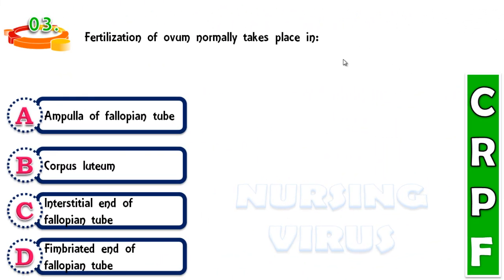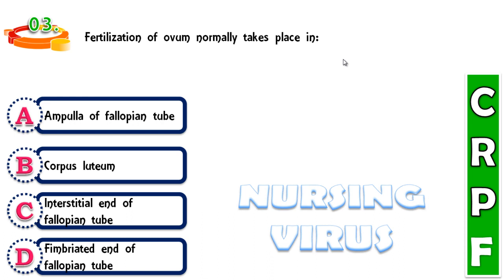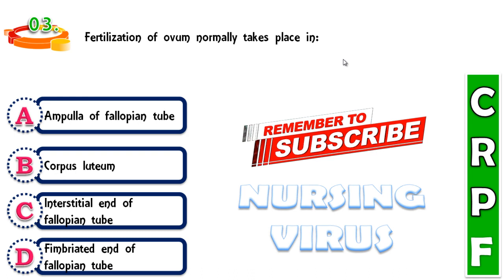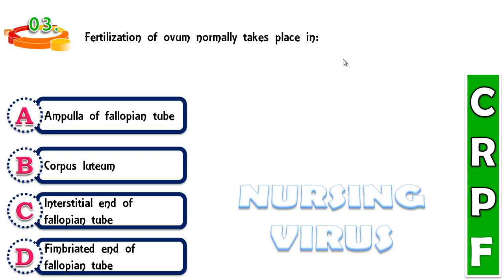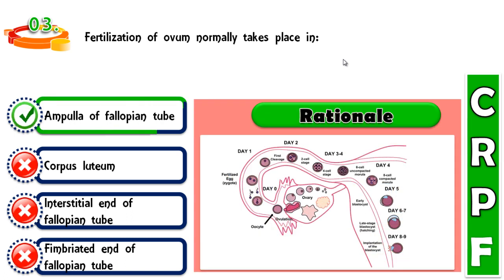Question number 3. Fertilization of ovum normally takes place in ampulla of fallopian tube, corpus luteum, interstitial end of the fallopian tube, fimbriated end of fallopian tube. So the correct answer is ampulla of fallopian tube. This is where the fertilization process normally begins.